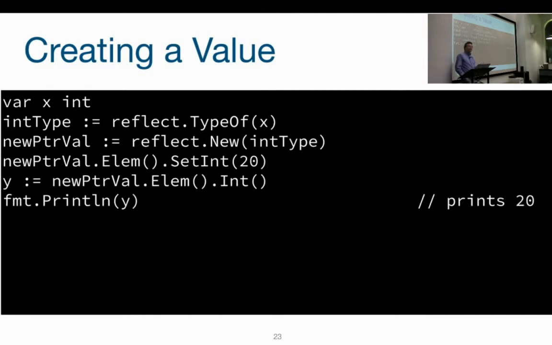Since it's a pointer, you can modify it. Use elem to get the real value, and then call one of the set methods. You can then assign it to a variable using interface, one of the methods for reading a primitive type. So in this code here, we start with x, reflect type of int, and have new pointer val point to an int value. We use new pointer val elem set to 20, and we elem int, and we print it back out, we get 20. So we're able to use x to create an instance, create a y off of that type that is defined there.